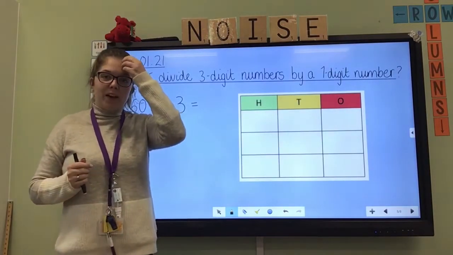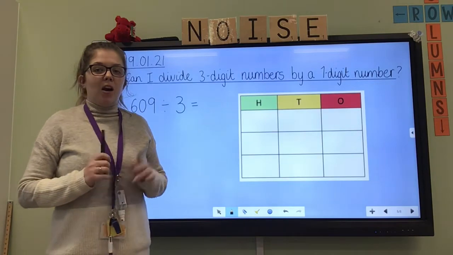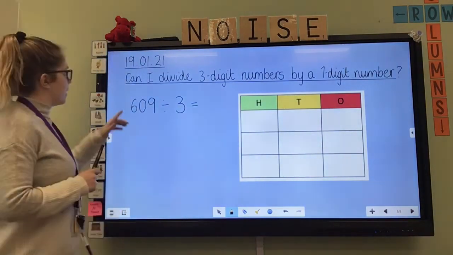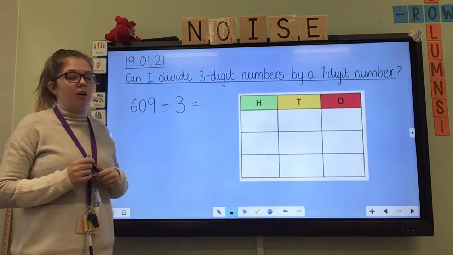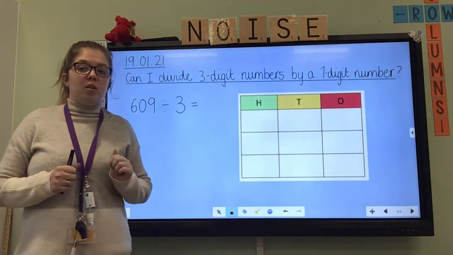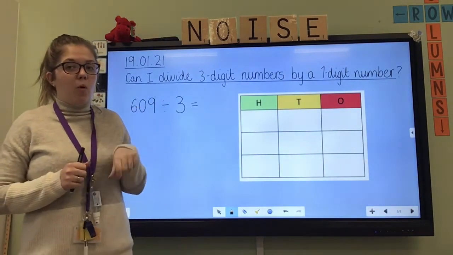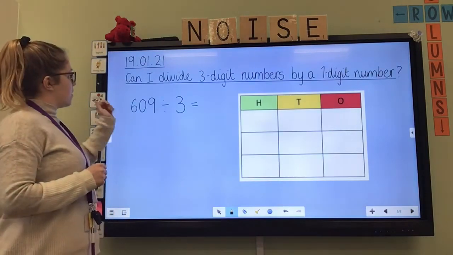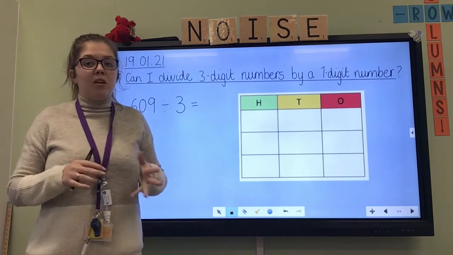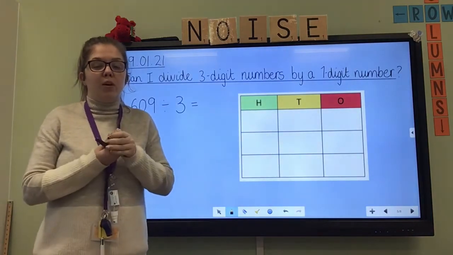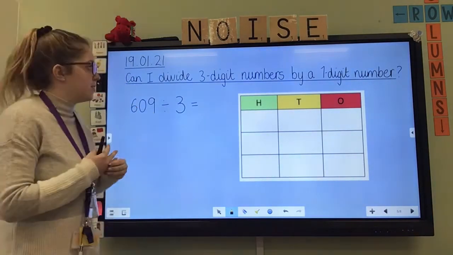We are back dividing today, and our learning question today is, can I divide 3-digit numbers by a 1-digit number? Yesterday we looked at the bus stop method for 2-digit divided by 1-digit. Today we're looking at 3-digit numbers dividing by 1-digit with a slightly different method, but they all stem back to the bus stop method. So let's get started.